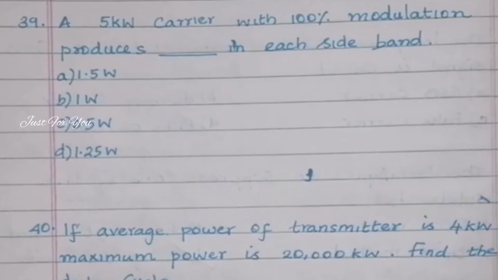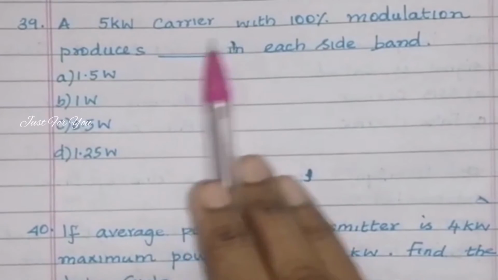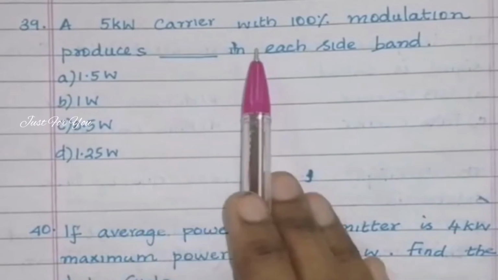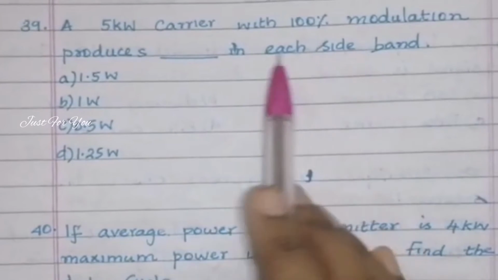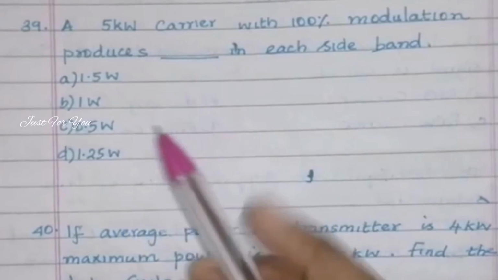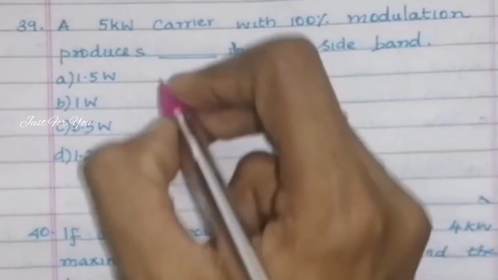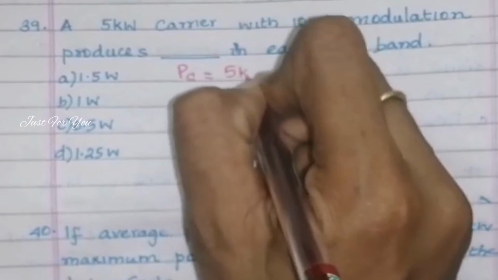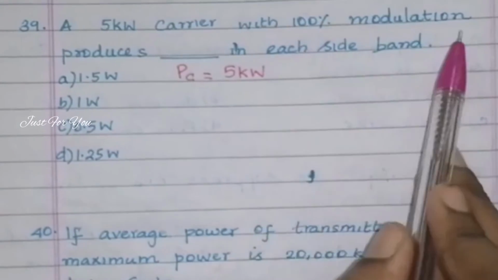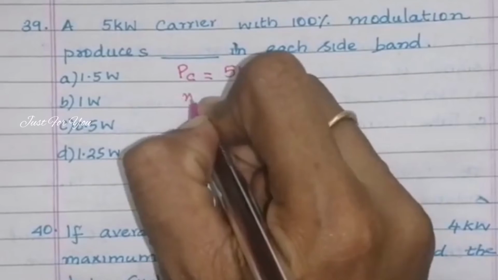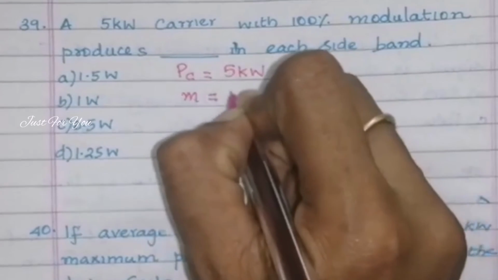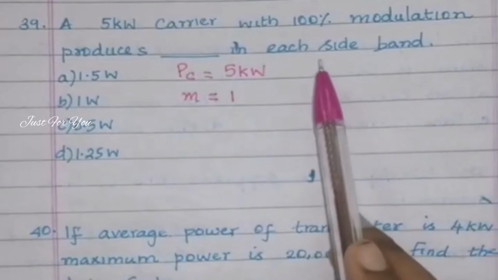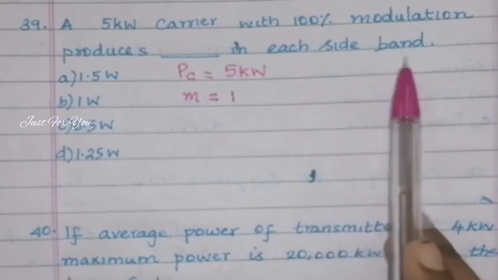Next question is, a 5 kilowatt carrier with 100% modulation produces dash in each sideband. The data given in the question is carrier power. Carrier power is given, that is PC is equal to 5 kilowatts. And the 100% modulation is given. For 100% modulation, modulation index is equal to 1. We have to calculate how much power is produced in each sideband.